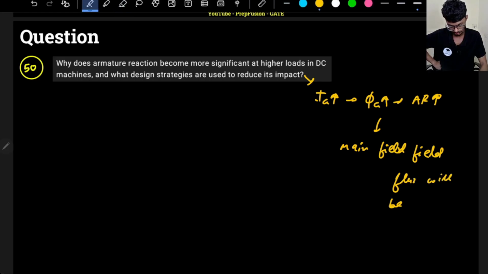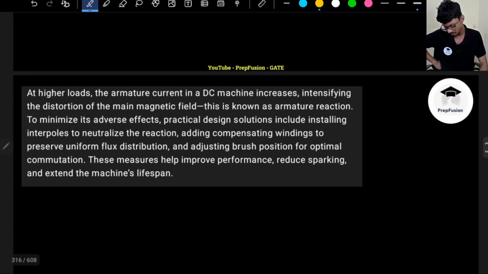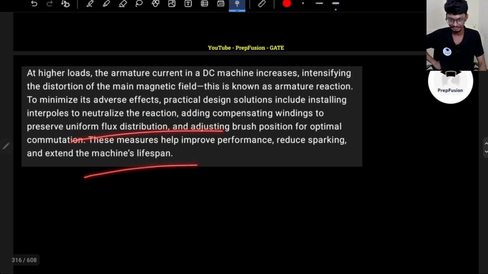Will be affected. Okay, so same thing, whatever I've written, the same thing is written over here.